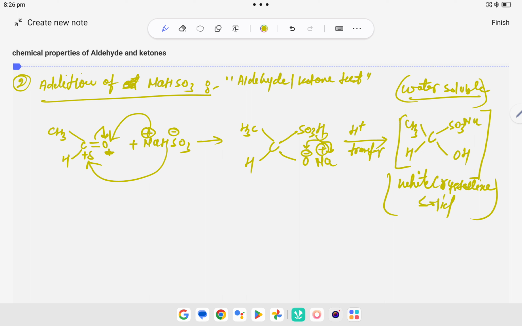So why attachment from the sulfur side only? Check it once. Here Na plus O minus, sulfur, OH, double bond O, and sulfur is having a lone pair. That is why attachment is done from the sulfur side. So that reaction is completed. Come to the next one.